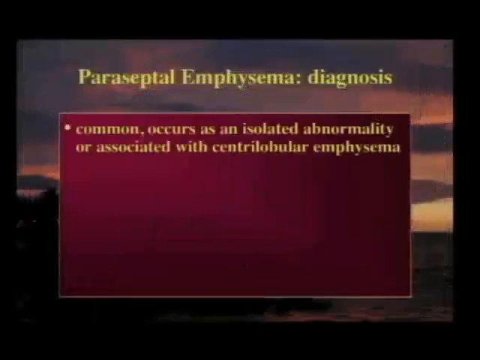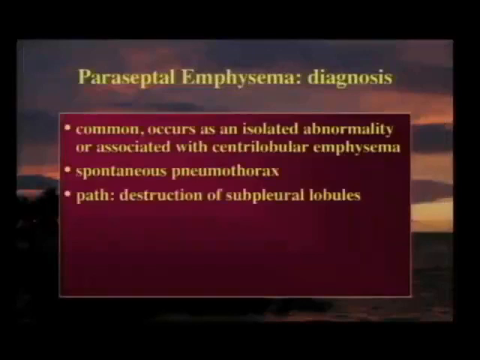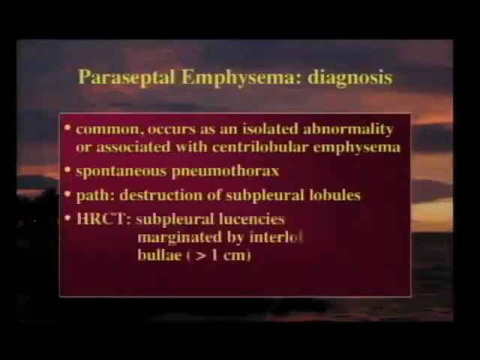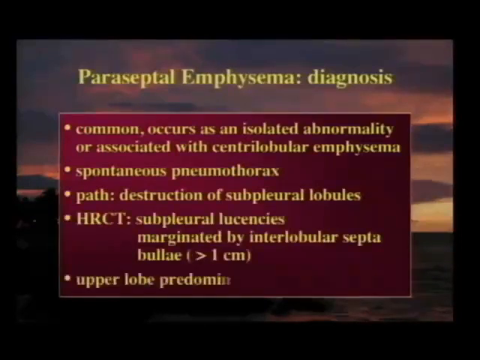The last type of emphysema is so-called paraseptal. It's common and occurs as an isolated abnormality or in smokers with centrilobular emphysema. It's associated with spontaneous pneumothorax. Pathology shows uniform destruction of subpleural lobules. High-res CT shows subpleural lucencies marginated by interlobular septa. If these are larger than a centimeter, by definition, they are called bullae, but it's exactly the same thing.